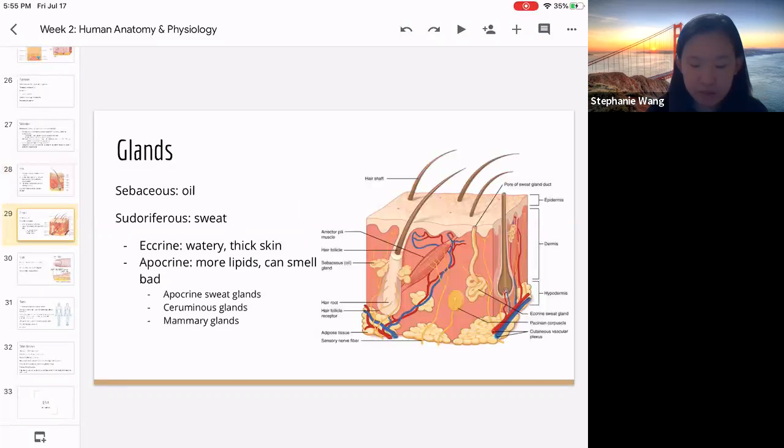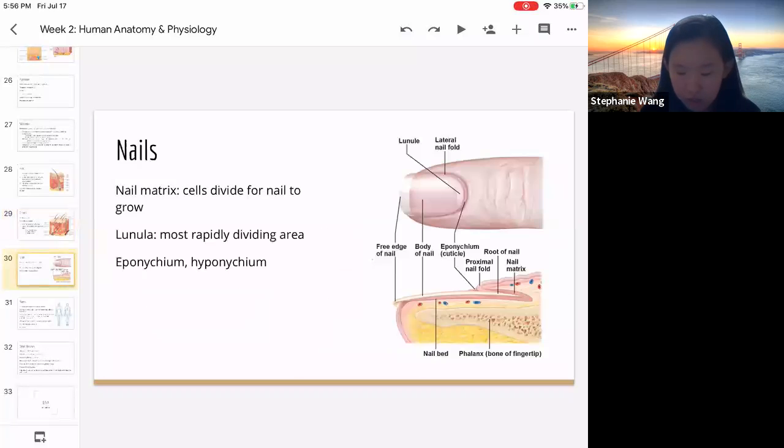So the glands, the sebaceous gland secretes oil to help lubricate your skin and waterproof it. Sudoriferous glands secrete sweat for excretion and temperature regulation. And there are 2 different types of sweat glands, eccrine and apocrine. Eccrine is found all over your body, basically, and apocrine is found only in places like your armpit and your groin.